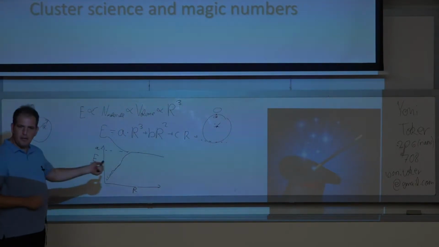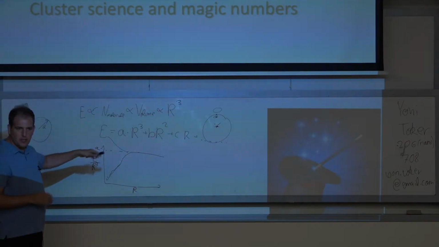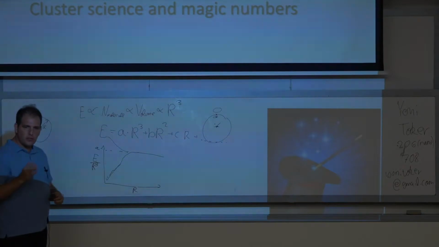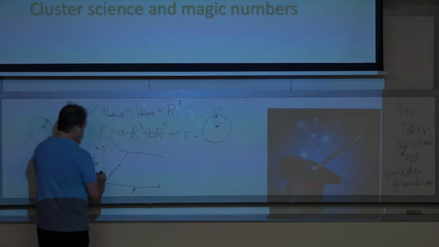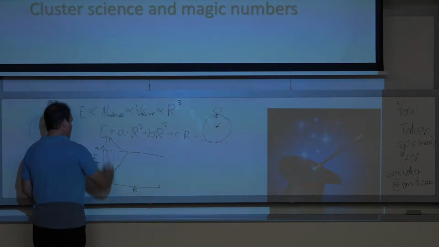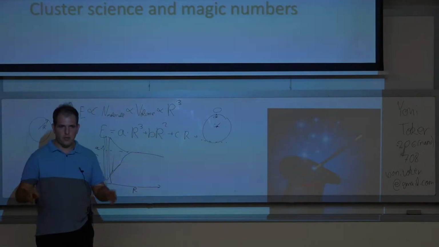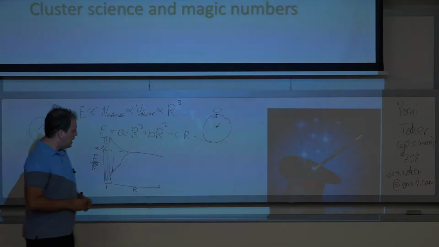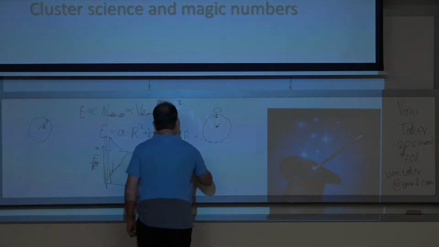And some things really behave like this. In large r, things behave like this, but when you get to small r, something crazy happens. Okay? And what we'll see is that the energy as a function of r will jump up and down all over the place, will be completely crazy. And this phenomenon is something that we call magic numbers.